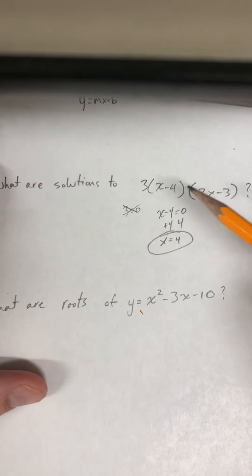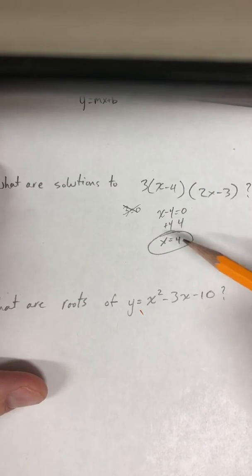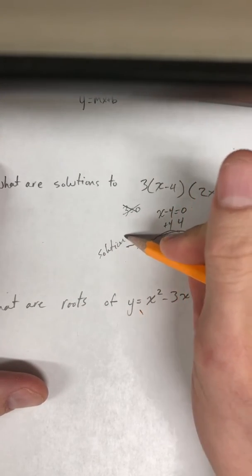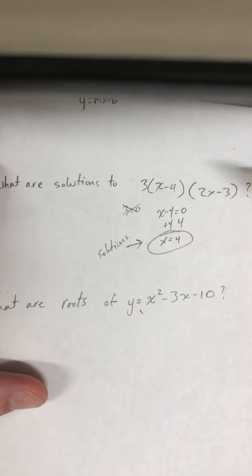And I think we just said that it's just the opposite. So if you have x minus 4, it's x equals 4. But again, these are not factors, these are solutions. You need to understand that there's a relationship between the two, but they are different.